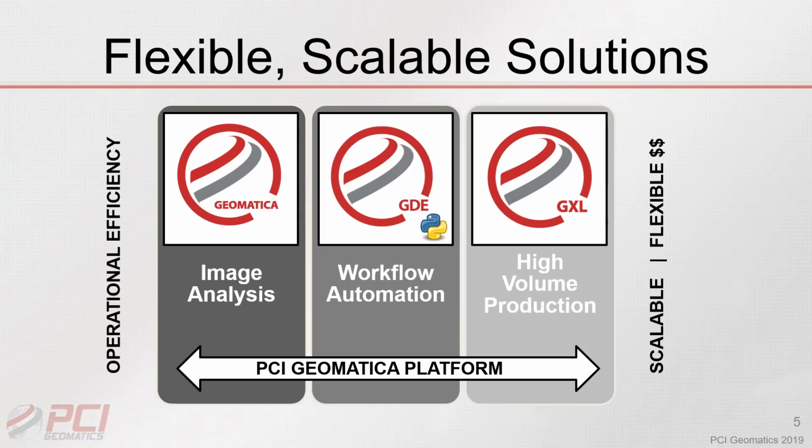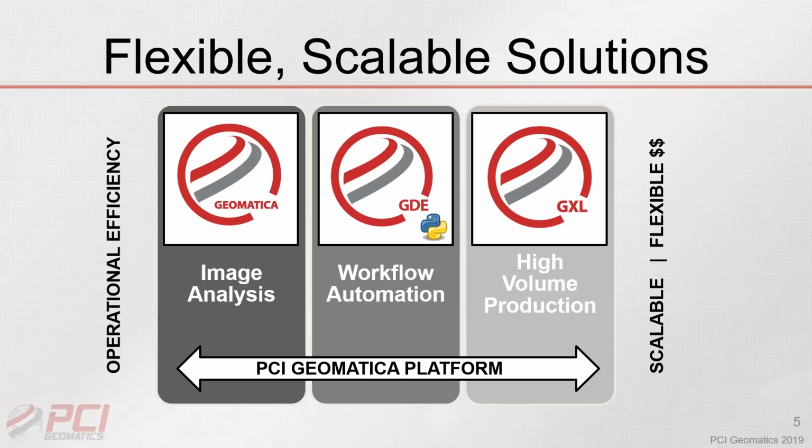Just a few quick words about PCI as a company and our technology. So this really nicely illustrates a lot of things about our company and about our technology. Essentially, what we like to say is that PCI offers a platform for processing imagery, for geospatial image processing. And that platform includes Geomatica on the left, which is more of a desktop software tool. And then we have GXL on the right, which is more of an enterprise workflow-based tool or software tool that allows you to deal with higher volumes of data.